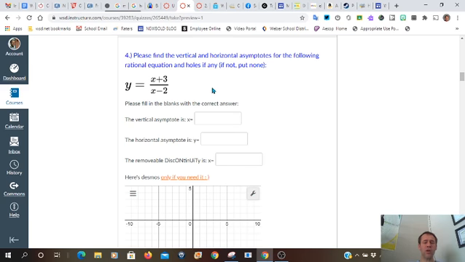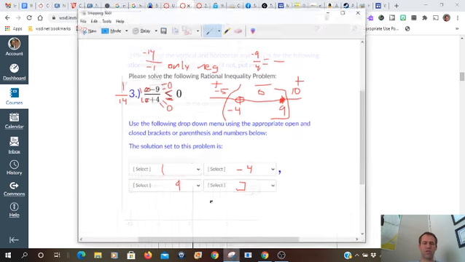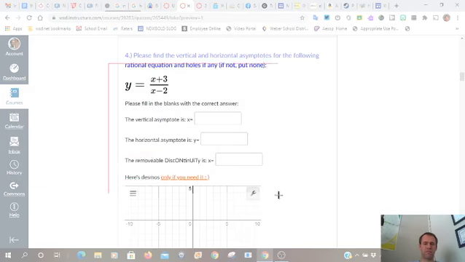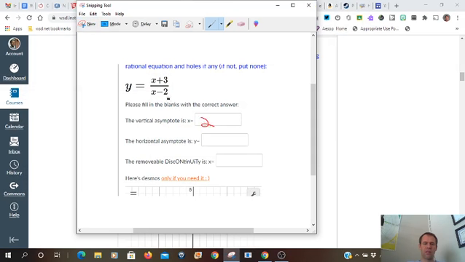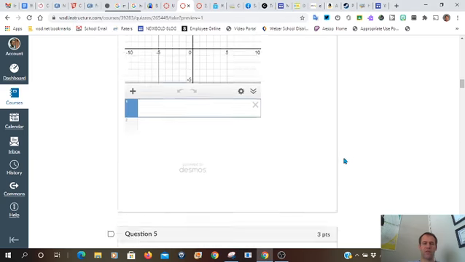Vertical and horizontal asymptotes. These are actually really quick and easy. Vertical asymptotes are where the bottom is equal to 0. When you set the bottom equal to 0 and add 2 to both sides, you just get a positive 2. Then the horizontal asymptote, well, the powers are the same, so you're just going to use the numbers in front. So 1 over 1 is just 1. Nothing cancels in the top and the bottom. So you're just going to put none there, or select none, or type in none. And that's it for number 4.